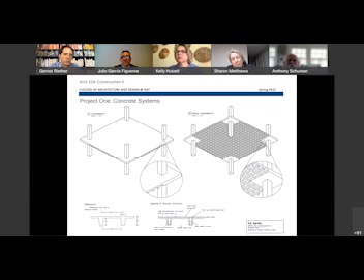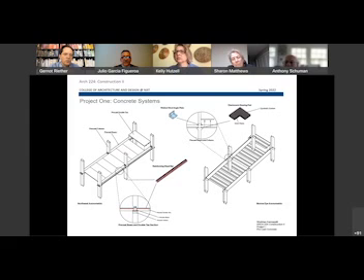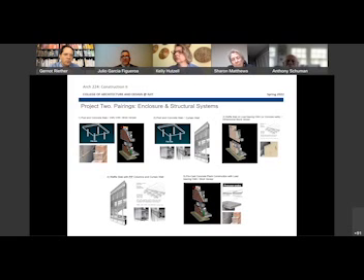The students get to produce a series of isometric views and wall section details. So this is an example of the work for project 1.